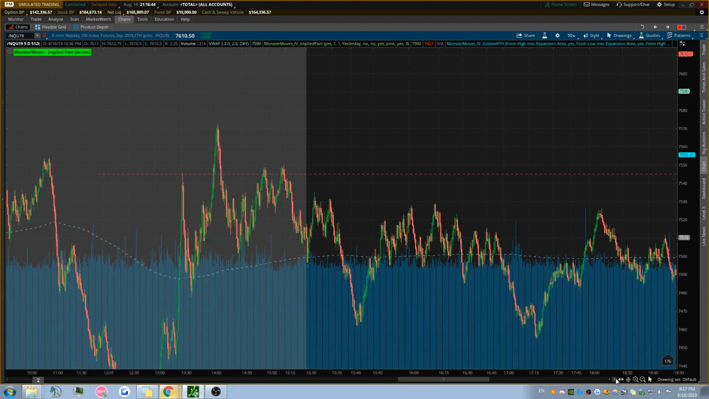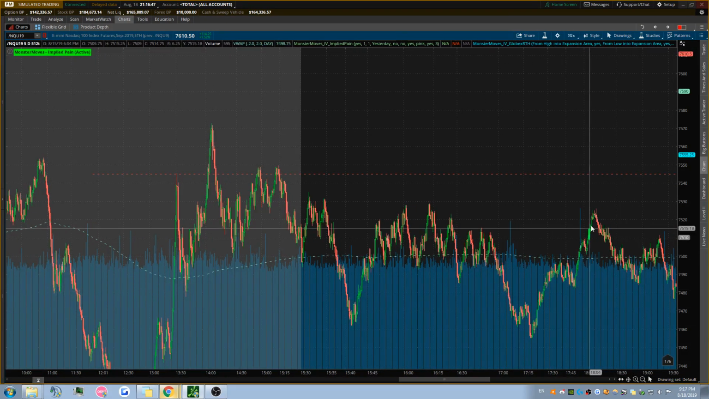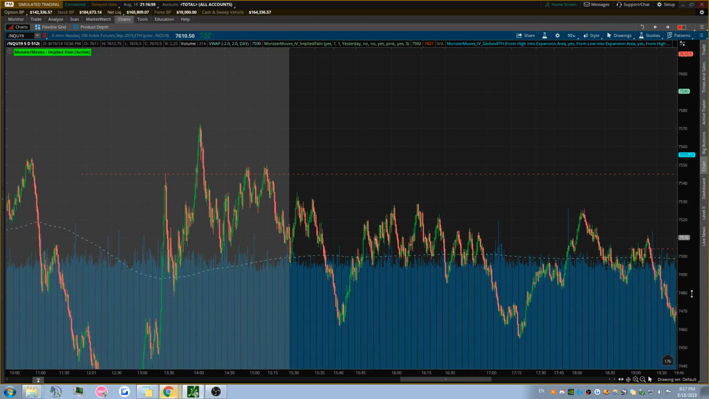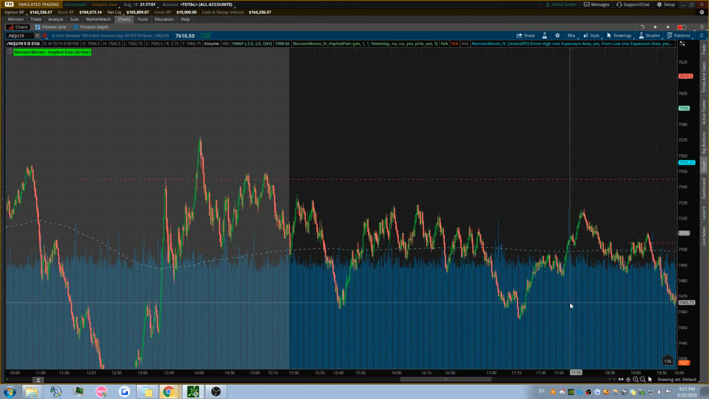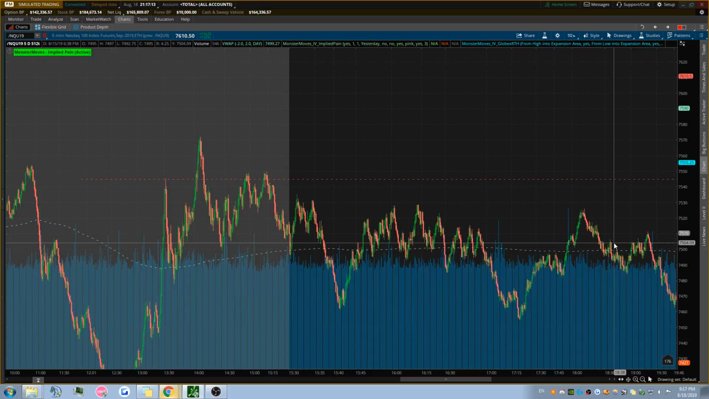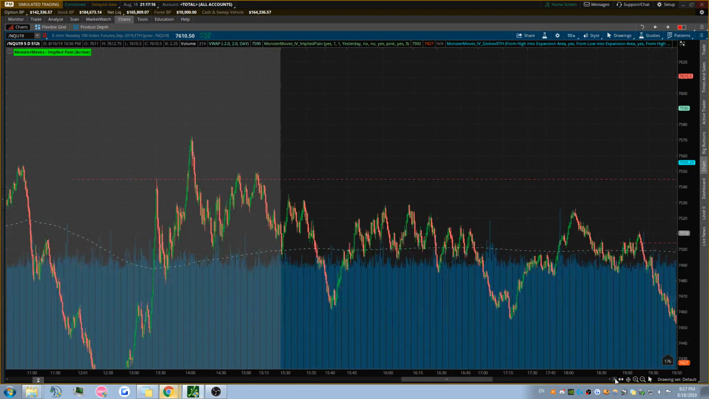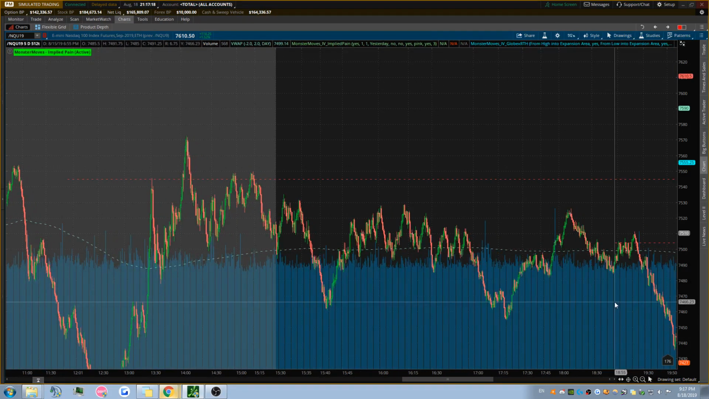So let's see what it does now. Okay, so you lose this leg up, which means you have a short right here. I think you even have a long here. Yeah, you do have a long here. So let's say I enter here with a stop there. What's my TP? 04 is my TP. Okay, that's a stop out.